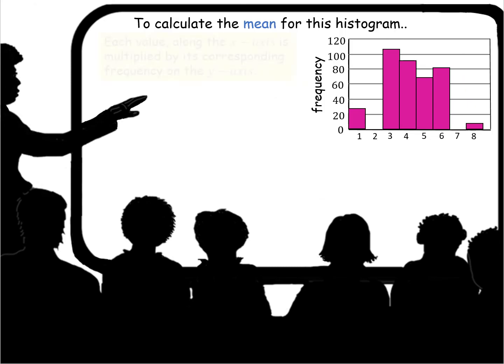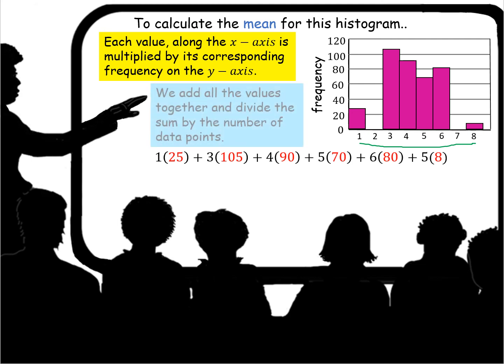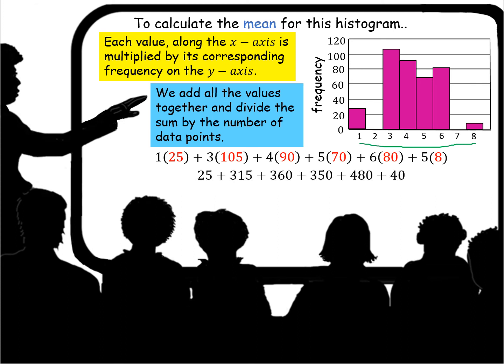To calculate the mean for this histogram, we're going to take each value along the x-axis and multiply it times its corresponding frequency on the y-axis. Then we're going to add all the values together and divide the sum by the number of data points. I see that this right here is approximately 25, so I have 1 times 25. I look up 3, and 3 looks to be somewhere around 105, so I say 105 times 3, and I do that for each one of these bars.